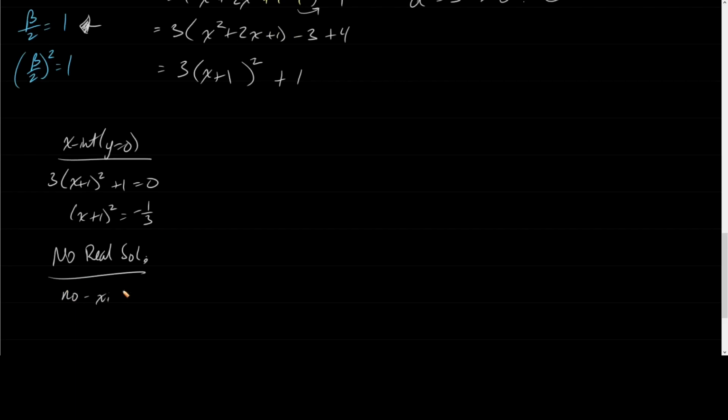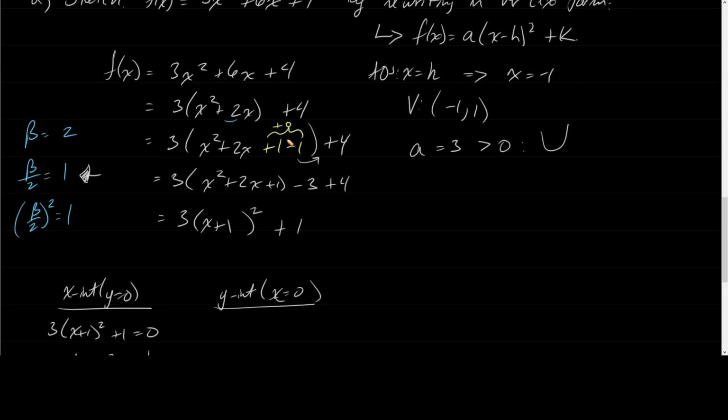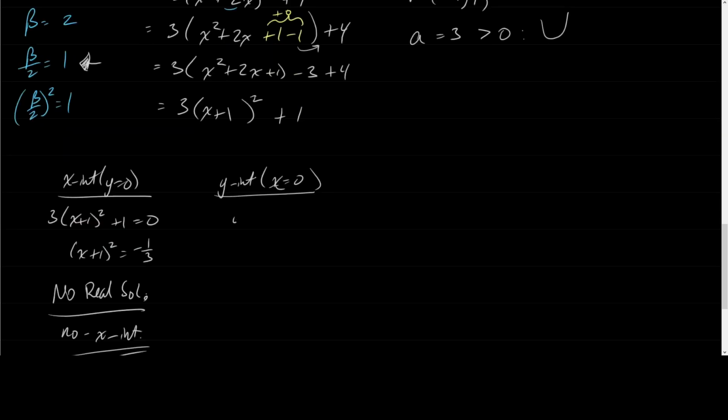Let's rewrite that. No x-intercept, all right? Now, let's look for the y-intercept. The y-intercept is when x is equal to 0. But that's super easy because it is just this last value over here, right? Plug in 0, these go away, and I end up with just 4. So I end up with y is equal to 4. There we go. And that is the coordinate 0, 4.